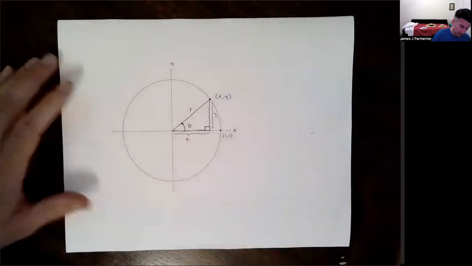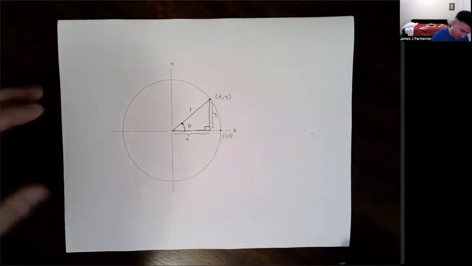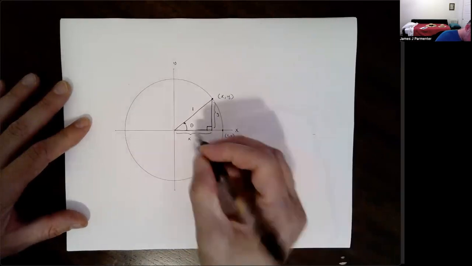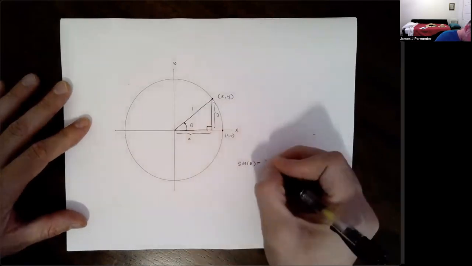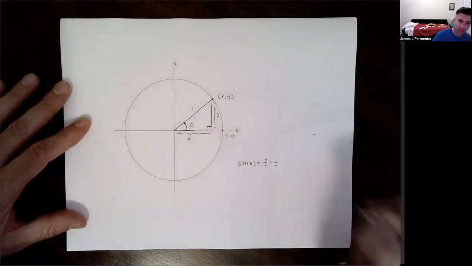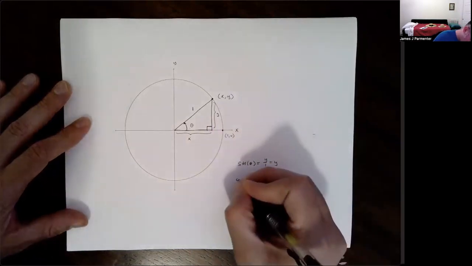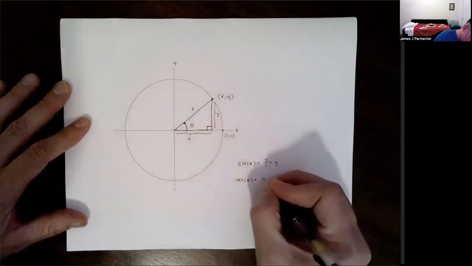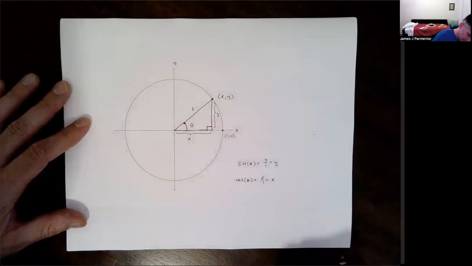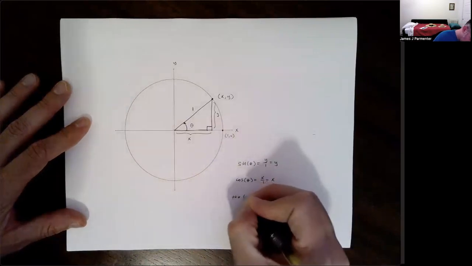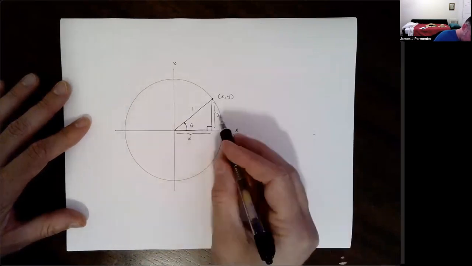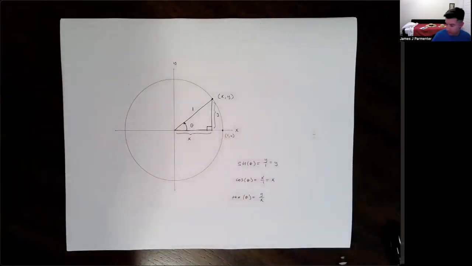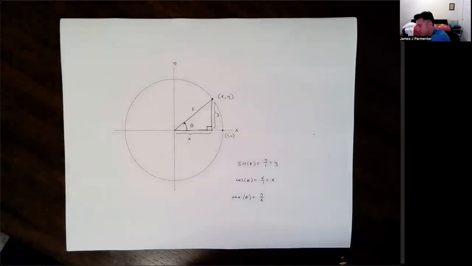In this picture, I'm just going to write what cosine, sine, etc., everything is. Sine of theta is the opposite over the hypotenuse, which is y over 1, which is just y. Cosine of theta is the adjacent over the hypotenuse, which is x over 1, which is just x. Tangent of theta is the opposite over the adjacent, which is y divided by x.